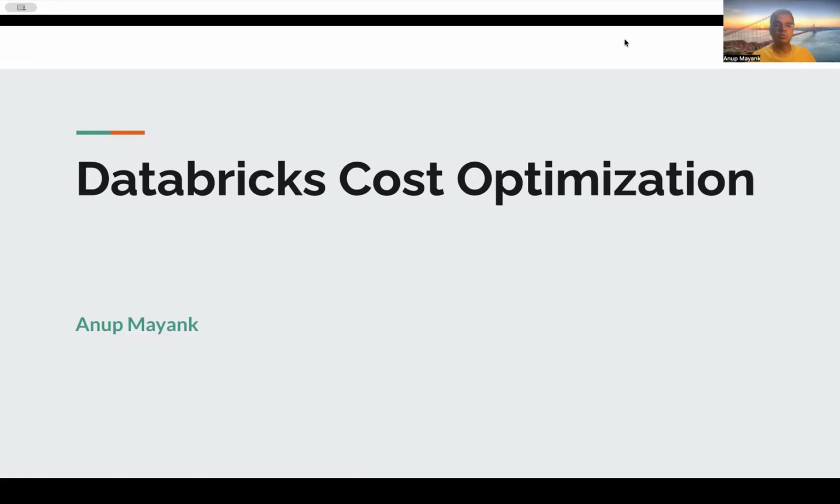Today I'm going to talk about cost optimization in Databricks. For those who do not know, Databricks is one of the leading data warehousing solutions in the market today, and many of the leading companies are using it. It's a very powerful tool, but if you're not careful, suddenly your Databricks cost can grow. There are a few quick tips which I'm going to share with you, which will help you in reducing your cost. So let's dive in.